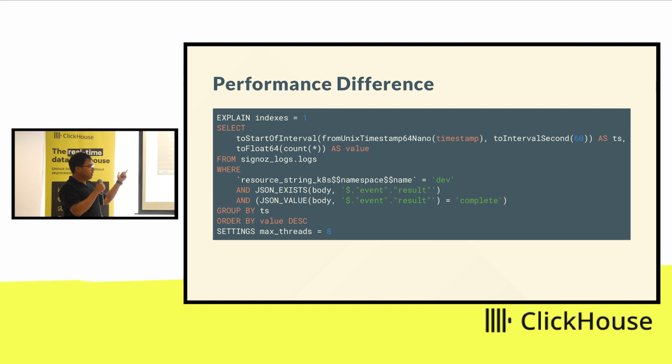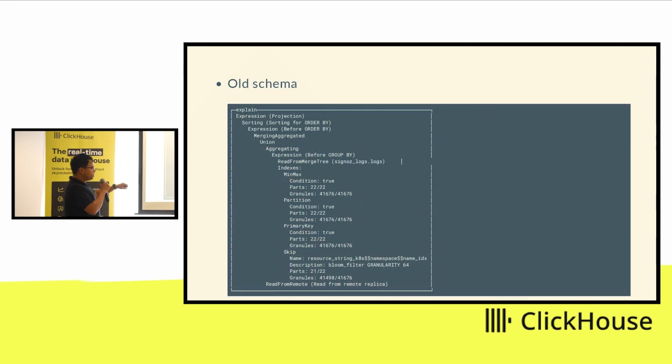So this is the example query that I wanted to show. Here what it is doing is counting the number of logs per minute and adding a resource filter that is namespace name equal to dev. This is run over the entire data of the table. Now let's see what was the performance that I noticed in the first schema. So here you can see this thing doesn't help because we are querying the data over the entire table.